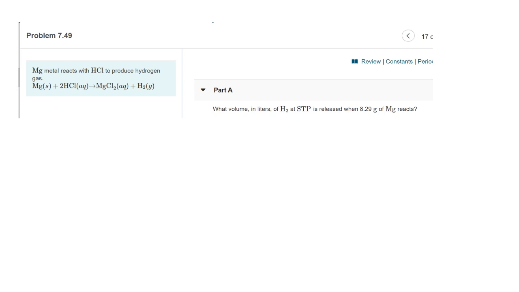what you need is a volume. Well, they've told you at STP. What do we know about STP? We know a couple things about STP. First of all, we know the pressure is 1 atm. Second, we know the temperature is 273.15 Kelvin.